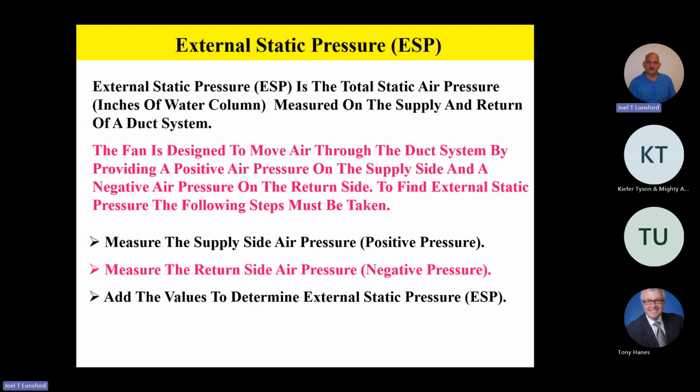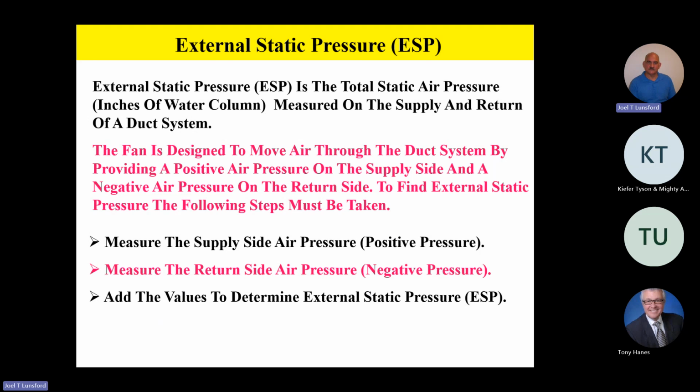Number one, we're going to measure the supply side air pressure with a magnehelic gauge or a digital manometer, and that's going to be a positive pressure. We then are going to measure the return side air pressure, which is a negative pressure because the fan is sucking, right? So we're going to measure that pressure, and then we're going to add those values together.